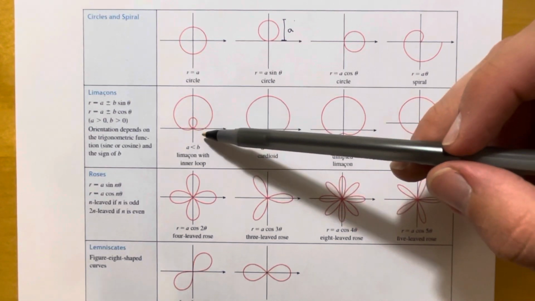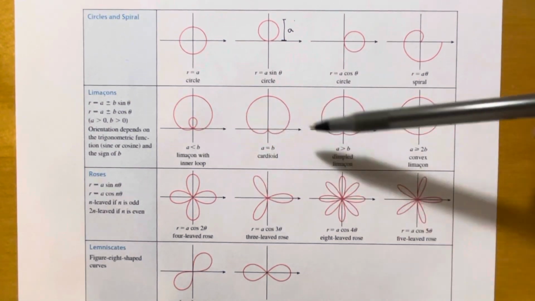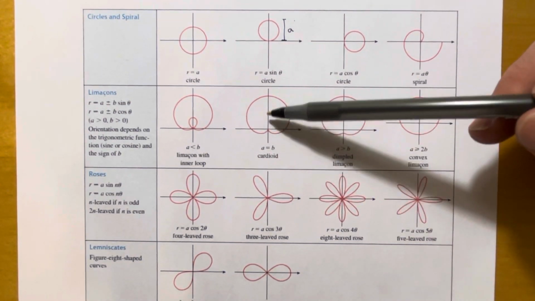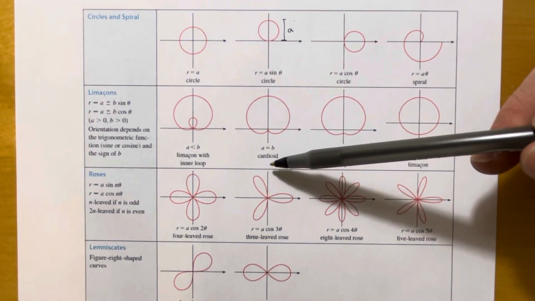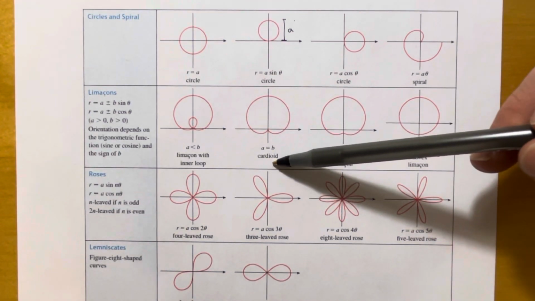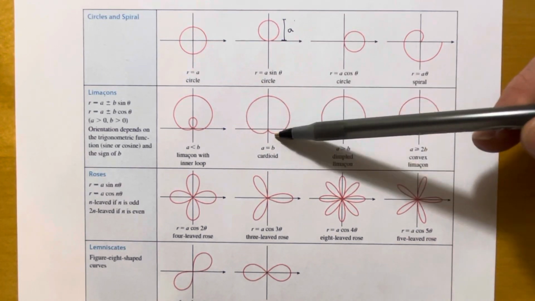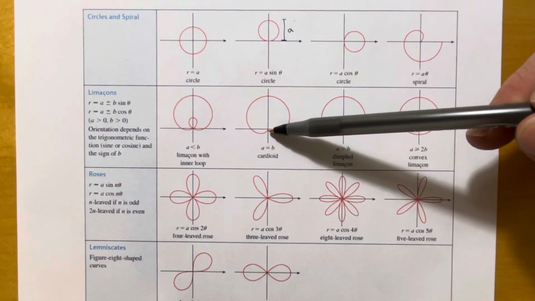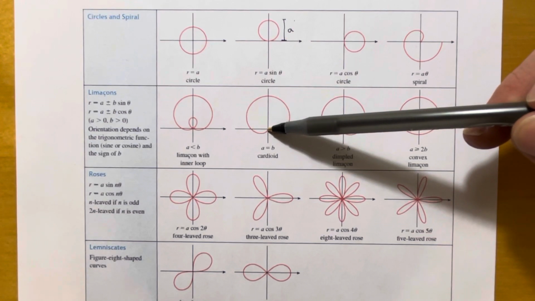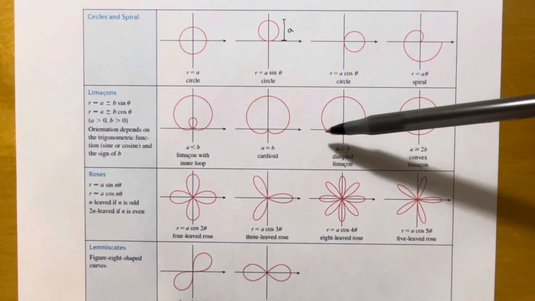We have these, which are called inner loop limacons. We have cardioids. Cardioid, if you think of the word cardiac, it's from the word heart. And that's kind of what a cardioid resembles, somewhat like a heart shape. It's got this cusp right here. That little vertex of that cusp is always at the pole specifically.